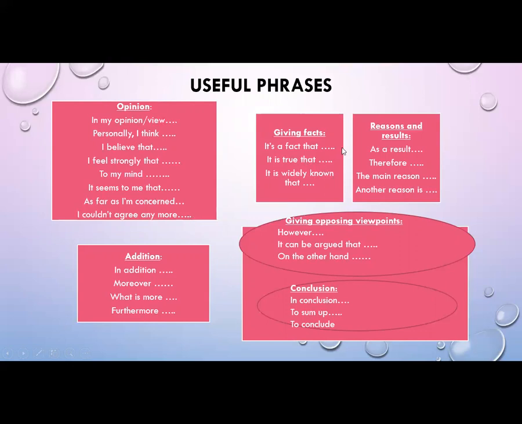At giving facts, we can use it's a fact that, it is true that, it is widely known that. For giving reasons and results, we can apply expressions like these: as a result, therefore, the main reason, another reason is. And for addition, you can use in addition, moreover, what is more, furthermore, and so on. At giving opposing viewpoints, we can apply however, it can be argued that, on the other hand. And the conclusion part might include expressions like these: in conclusion, to sum up, or to conclude.